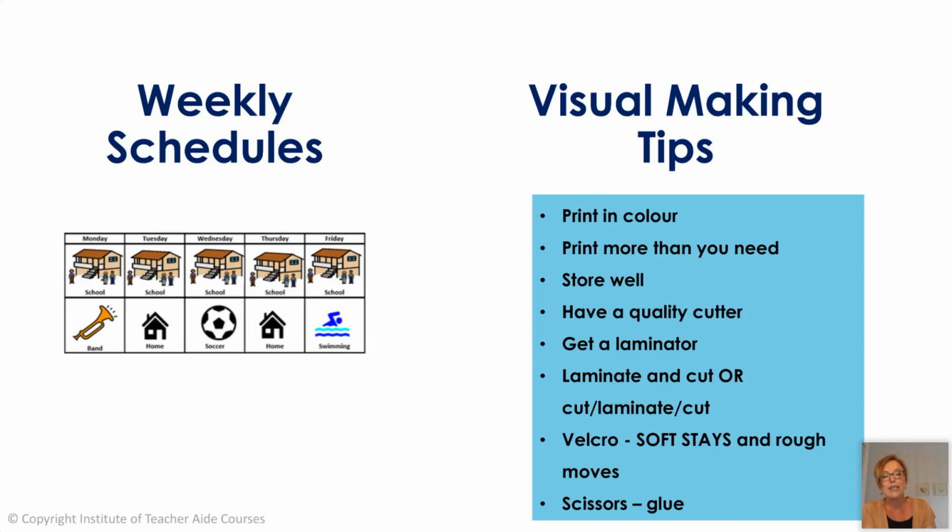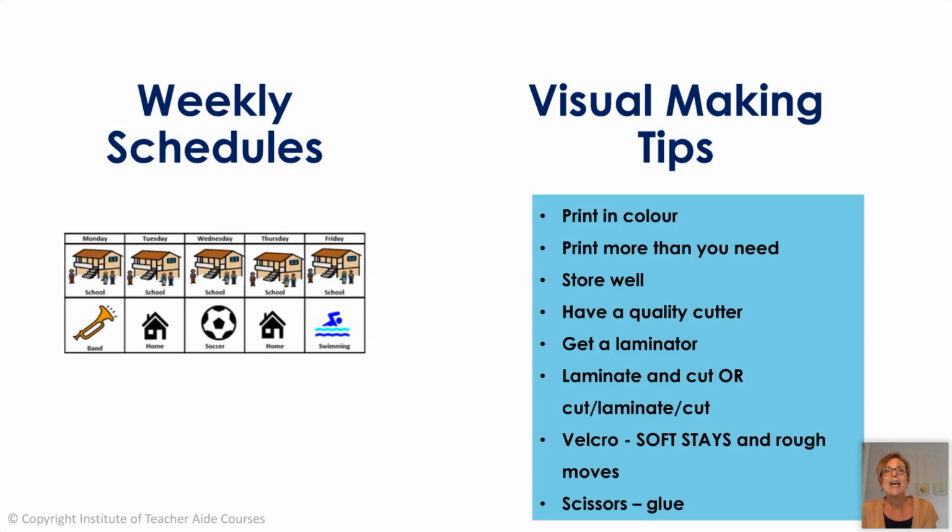So print in colour. Always print more than what you need. Reason being, visuals disappear. It's like the socks in the washing, they disappear and you don't know where they go. So print more than what you need. Store them well. So sometimes you might have a little tackle box, like a fishing tackle box, to put all your visuals in. You can alphabetize it if you want. You might have them in a file, like the old recipe boxes, things like that. You can store them like that.